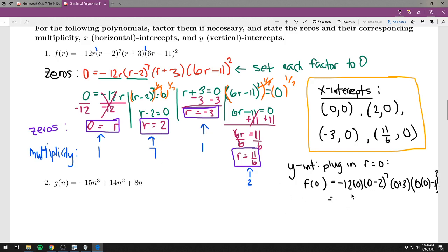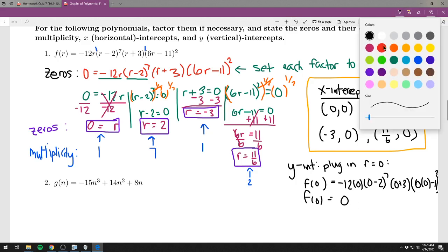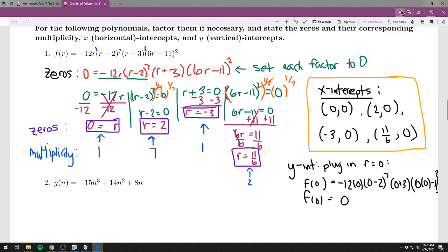But all of this is going to equal 0 because what we have here is 0 up front, and we're just multiplying it. 0 multiplied by a whole bunch of stuff is still 0. And that means the y-intercept is also 0, 0. But there's only ever one y-intercept.